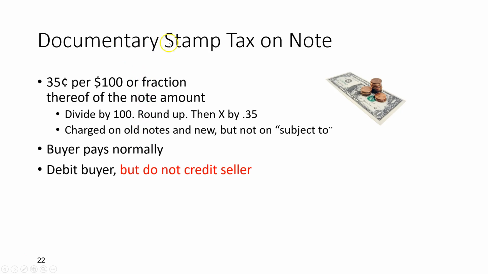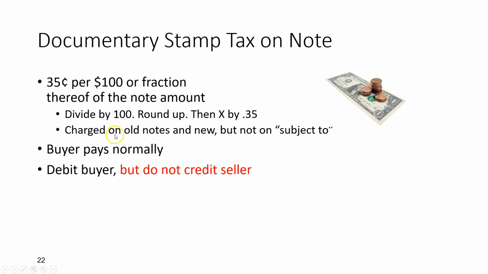We talk about the documentary stamp tax on the promissory note or the mortgage note. This is the same way we work it out. We divide it by 100, but instead of multiplying by 0.7, we multiply it by 0.35, 35 cents for every $100 bill of the mortgage loan. This is the note, and we do it on all notes. You divide by 100 and round up, and then multiply by 35 cents.